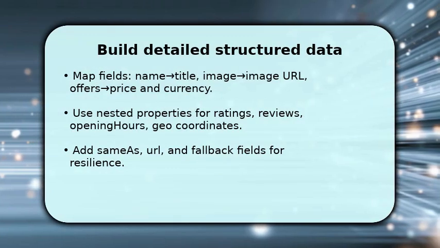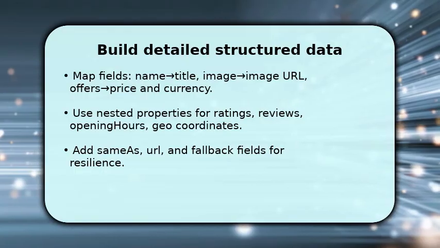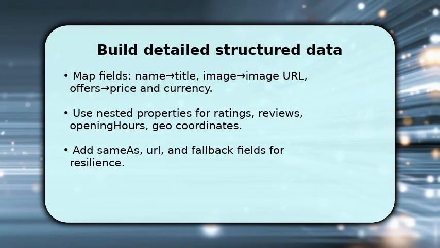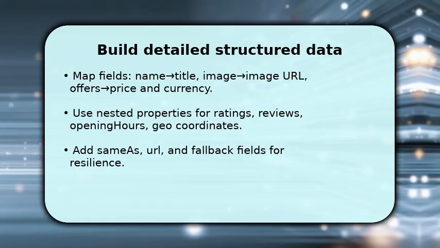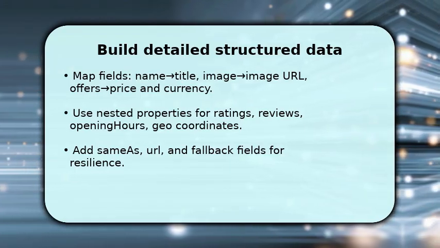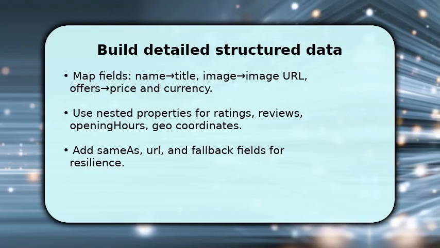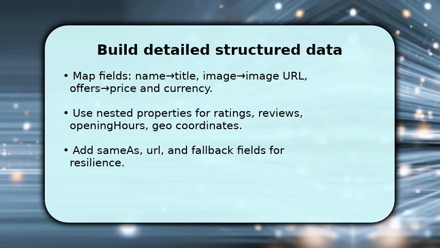You now fill out each property with accurate, canonical content. Map your CMS fields directly into name, description, image, offers, price and offers, price currency. As you add reviews or ratings, nest them properly so the JSON-LD remains valid. This matters for rich results.